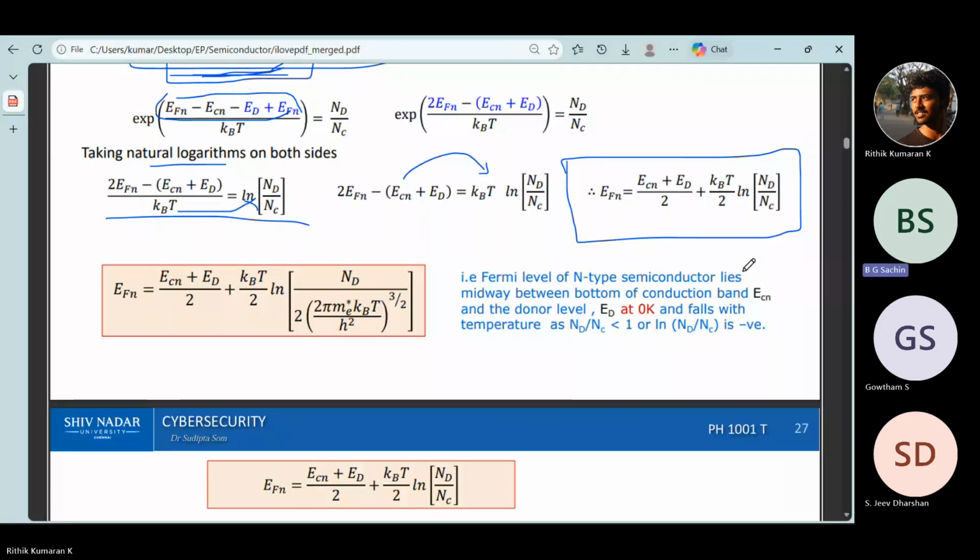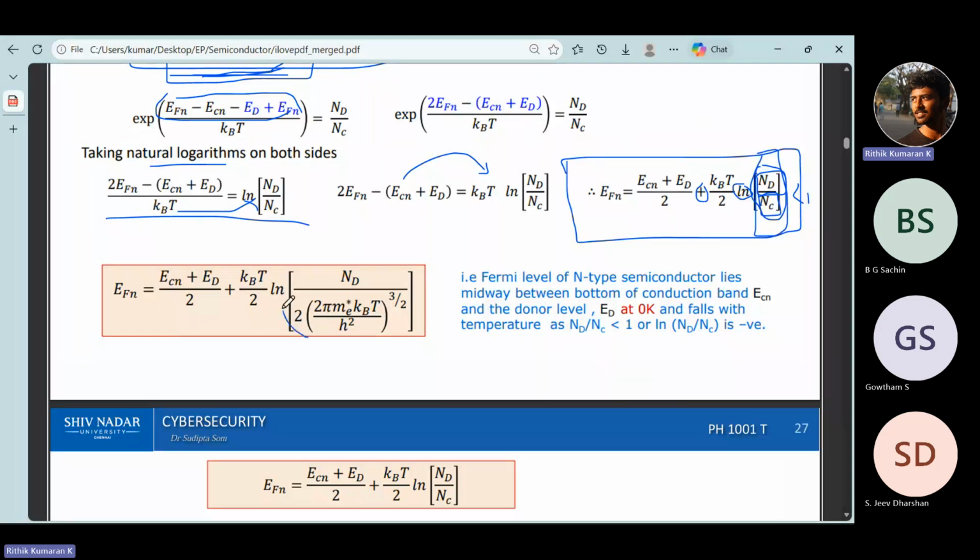Am I clear? Okay. Now take a scenario. When ND is less than NC, what does it say? This term will be less than 1, correct? The logarithm of any number which is less than 1 will essentially end up as a negative term. So this whole term will become negative, so the Fermi level will be affected through this, in the case of ND and NC.